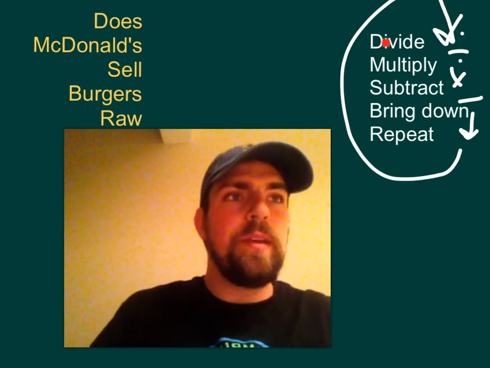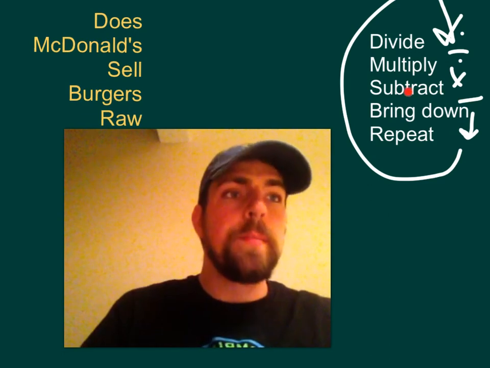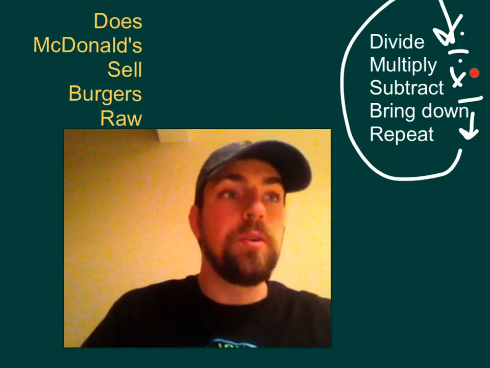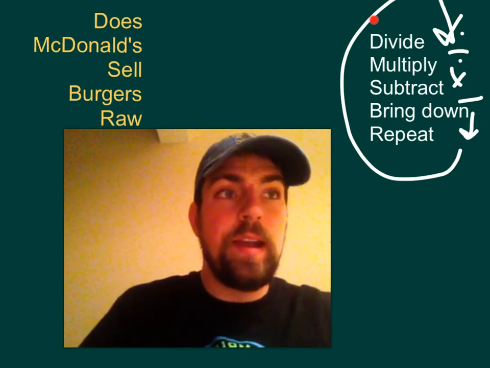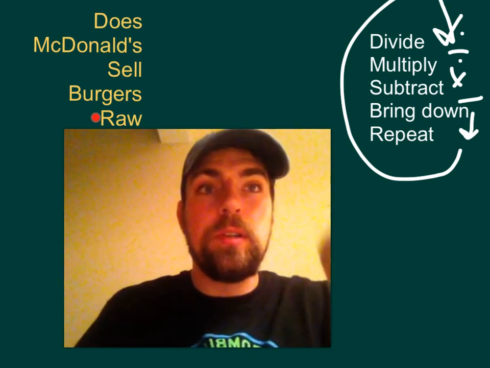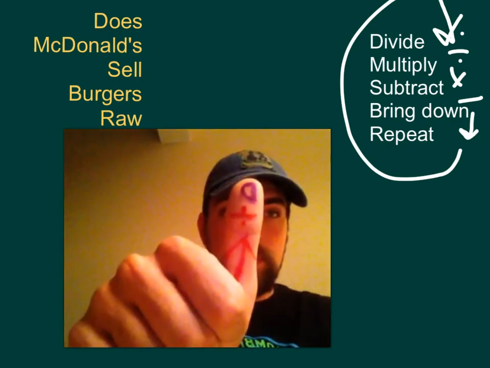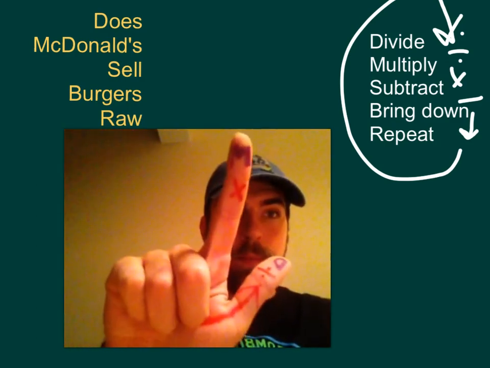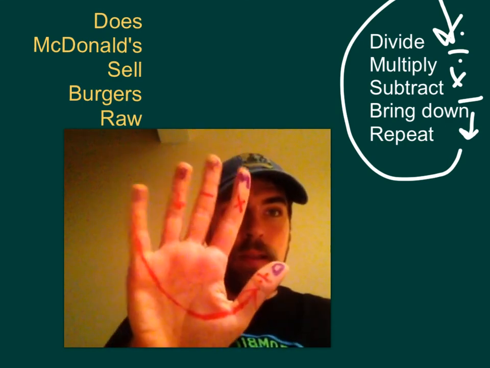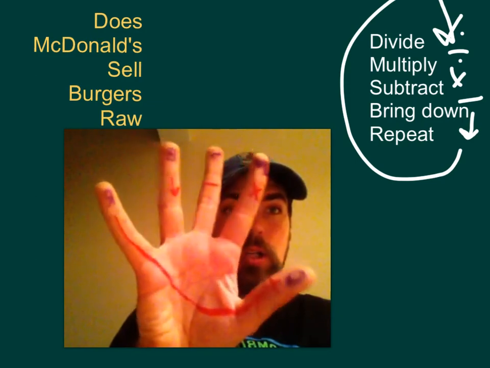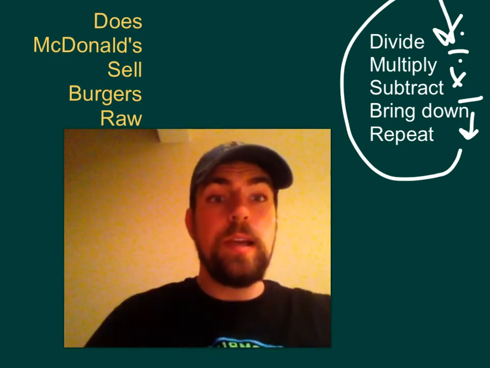The first step is divide, multiply, subtract, bring down, and then you repeat the whole process again. I need you to make sure you have these steps written down, and this would also be helpful as well. So again, those steps are divide, multiply, subtract, bring down, then you repeat the whole process all over again. Let's head over to the next slide and we'll show you what that looks like.